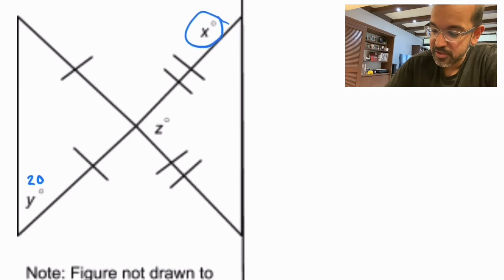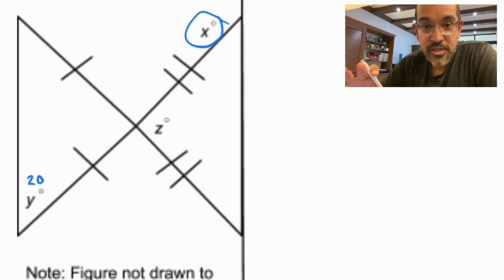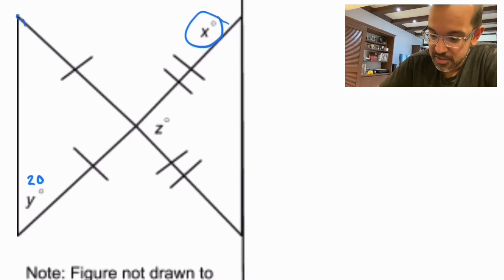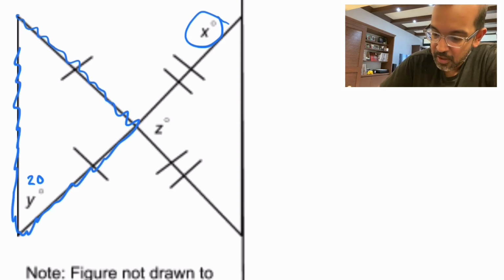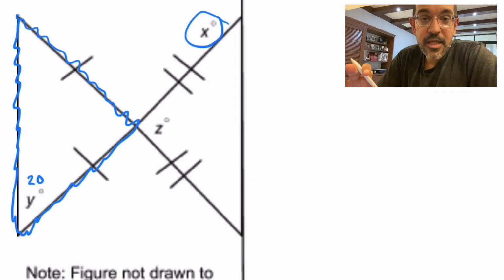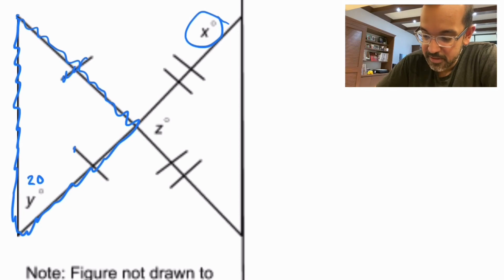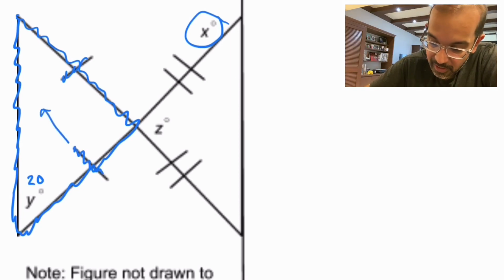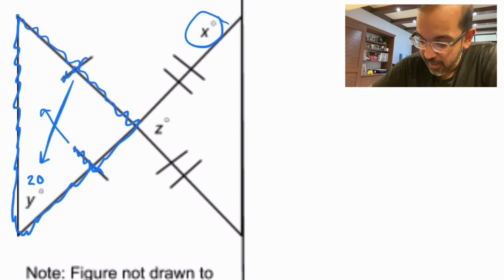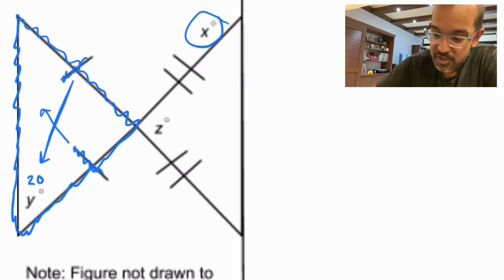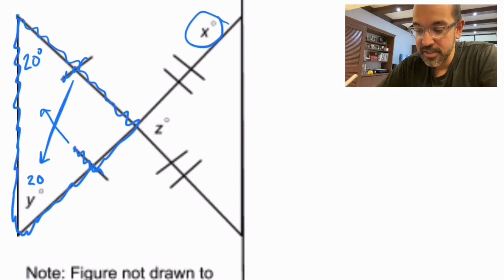So here's what we can do. If we know that we're dealing with an isosceles triangle, so we'll just deal with this triangle here to start, okay? What we know is that if we're dealing with an isosceles triangle, two of the sides are equal to each other. That's what these marks mean. It means that these two sides are equal to each other. What it also means is that the angles opposite those sides also have to be equal to each other. So if this is 20, guess what? This is also 20, right?